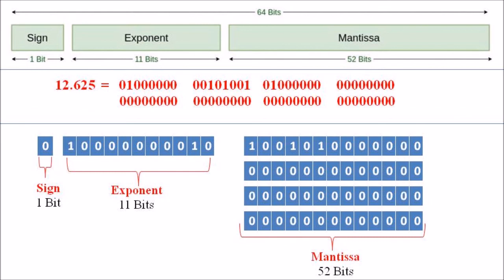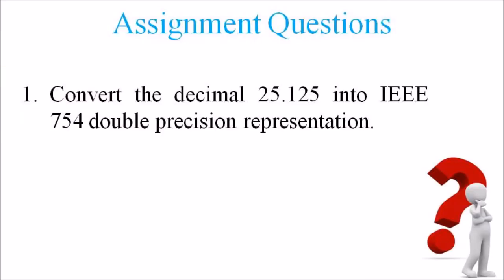So I hope you have understood this topic. Dear students, kindly go through this assignment question. The question is, convert the decimal number 25.125 into IEEE 754 double precision representation.